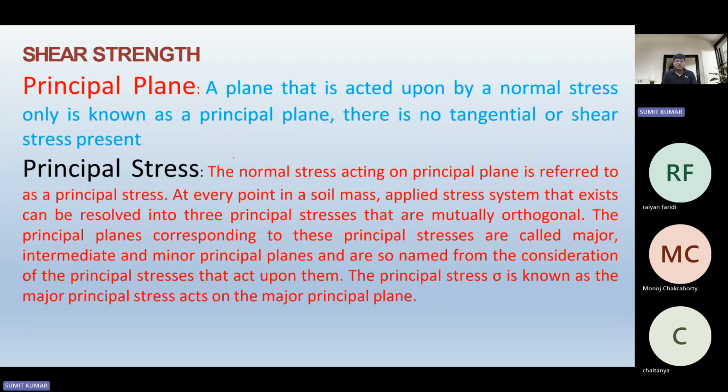At every point in the soil mass, the applied stress systems that exist can be resolved into three principal stresses that are mutually orthogonal. The principal planes corresponding to these principal stresses are called the major, intermediate, and minor principal planes, and are named from the consideration of the principal stress that acts upon them. The principal stress sigma 1 is known as the major principal stress, acting on the major principal plane.